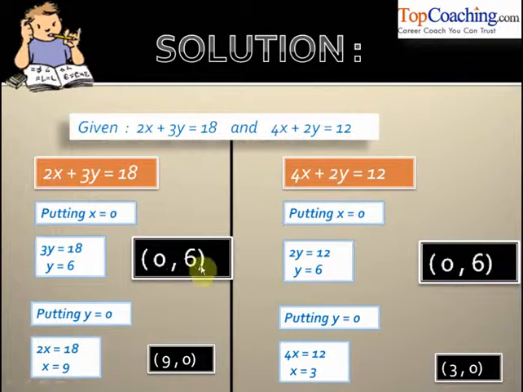Thus 0 comma 6, 9 comma 0 are the solutions of 2x plus 3y equal to 18, and 0 comma 6 and 3 comma 0 are the solutions of 4x plus 2y equal to 12. Further, we see that 0 comma 6 is a common solution to both these equations. So this was all about how to find out the solutions of a linear equation.